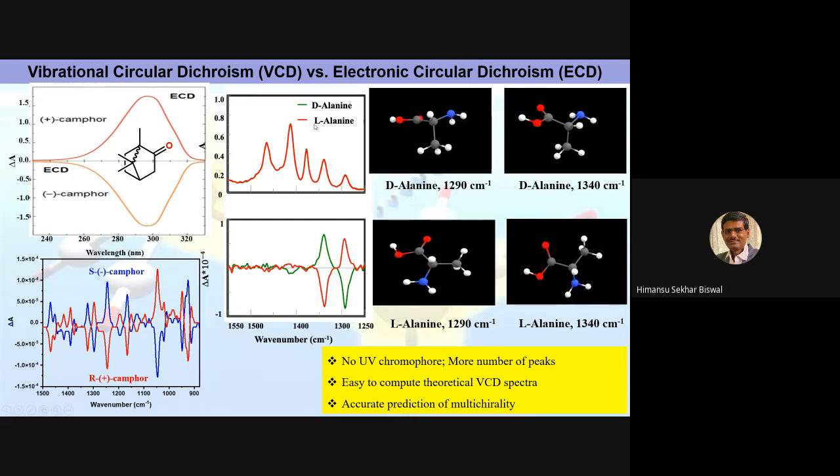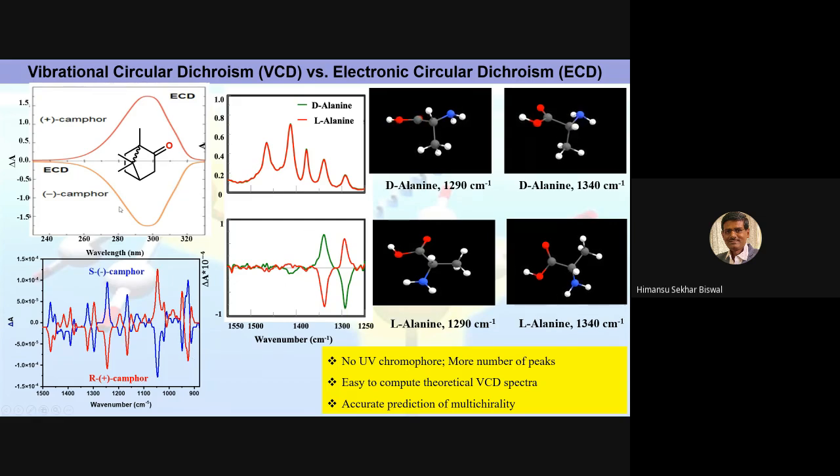That's why we showed it here, D-alanine and L-alanine. The UV-visible spectrum looks like this, but you can distinguish them. The chirality is just oriented this way: here the amino group is up, and here it is down. So we can distinguish them by taking their VCD spectrum.